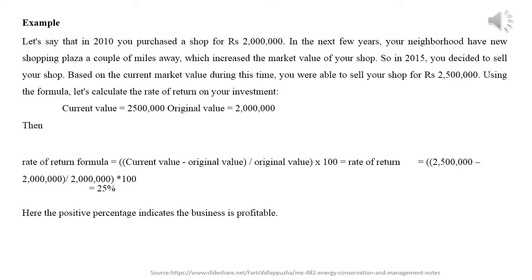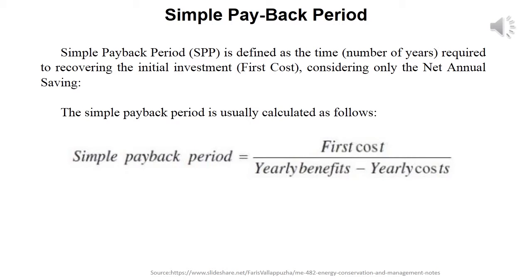So friends, we already discussed that if the value is negative, it means there is a loss. If the value is positive, it means there is a profit. So here the value is 25%, which is positive, which shows that there is a net gain. So 25% per year is the net profit. So net return is 25% per year.